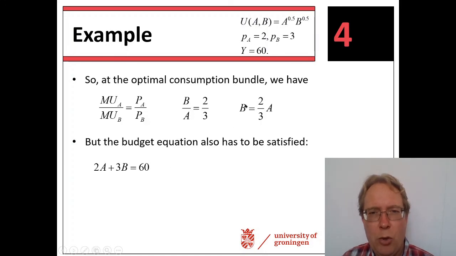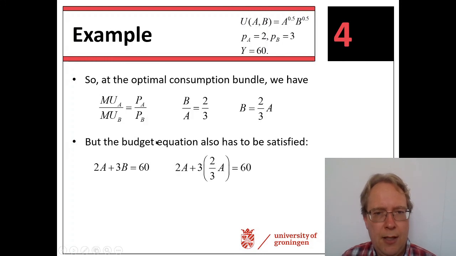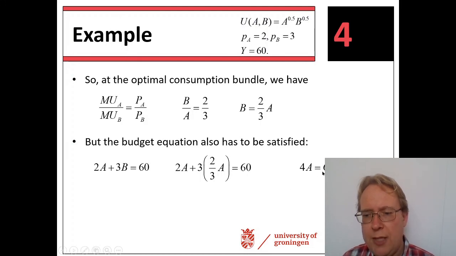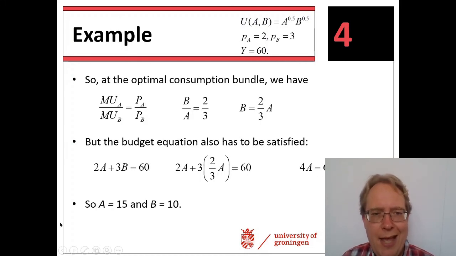Hey, but wait a minute. I also know that at the optimal consumption level, B has to equal 2/3 of A. So I can plug that in there. I've done that here. And if I evaluate that, I end up with 4a having to equal 60. In other words, a has to equal 15. 2/3 of that gives me b, the amount of bananas, so that should equal 10. So that solves my problem, right?